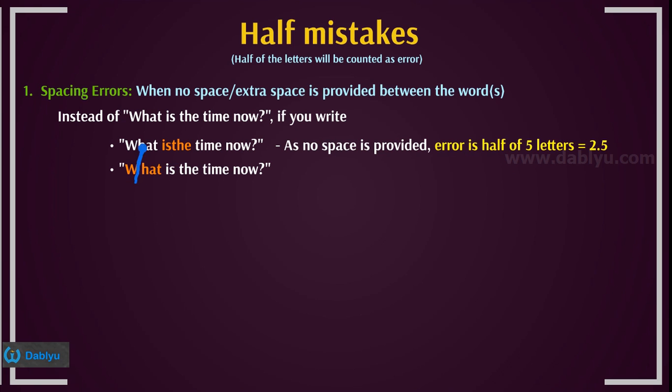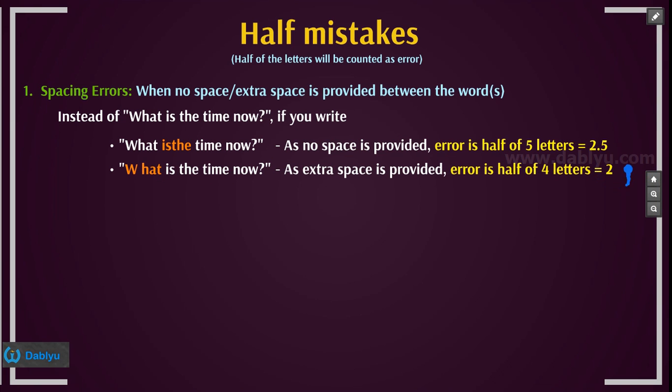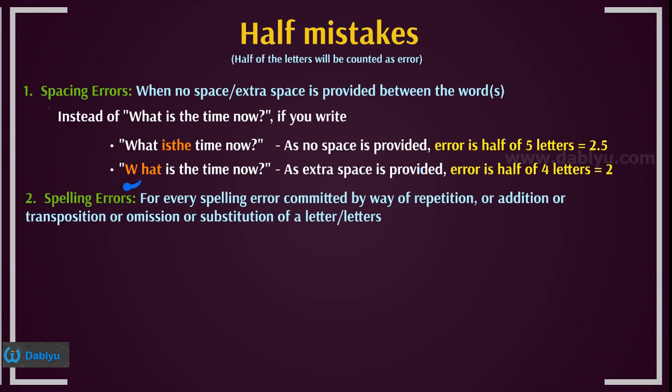And suppose instead of "what", you added some extra space between W and H. Again, this is a half mistake. The word "what" is 4 letters, so the half mistake will be half of 4, that is 2 letters. So the error here is 2. The error in the first case is 2.5. This is the first type of half mistake, that is, spacing error. Even if you give extra space or if you remove the space, it will be counted as a half error.